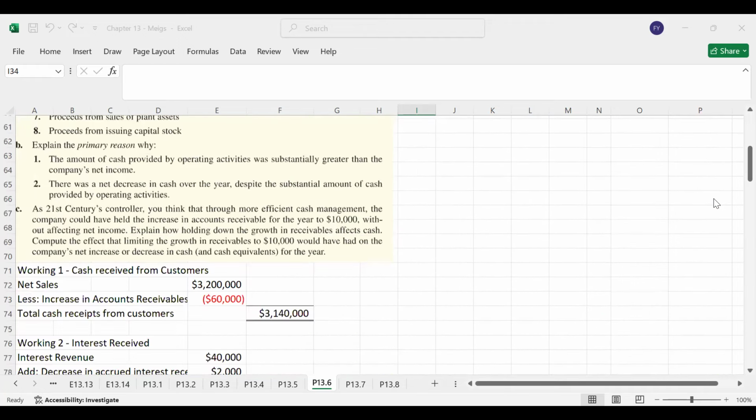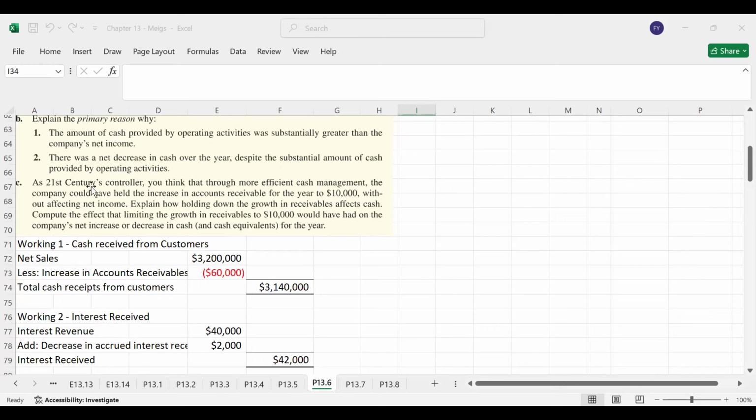The last requirement is, as 21st Century's controller, you think that through more efficient cash management, the company could have held the increase in accounts receivable for the year to $10,000 without affecting net income. Explain how holding down the growth in receivables affects cash. Compute the effect that limiting the growth in receivables to $10,000 would have had on the company's net increase or decrease in cash for the year.